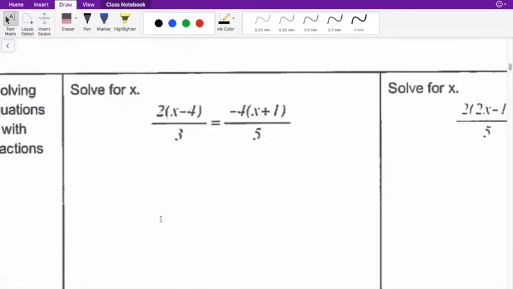All right, now we have to solve for the variable here. So, 2 bracket x minus 4 over 3 equals negative 4 bracket x plus 2 over 5. So first thing I'd like to do is get rid of these denominators, right? So how do we do that? Well, it's a division, the easy way to get rid of it is multiply the whole thing by the denominator, right?